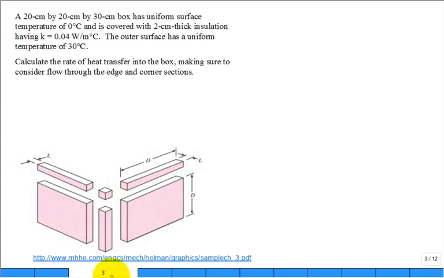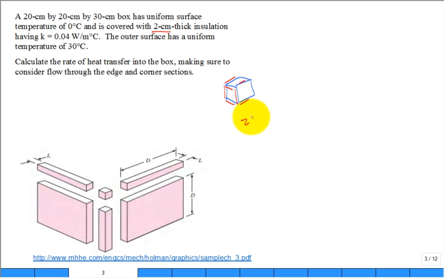So let's solve this problem. We have a 20 by 20 by 30 centimeter box. It has a uniform surface temperature of 0 degrees C and is covered by 2 centimeter thick insulation. So think of the inner box as, I'm not very good at sketching 3D, and then we have insulation covering it, and the thickness of that insulation is what? 2 centimeters.